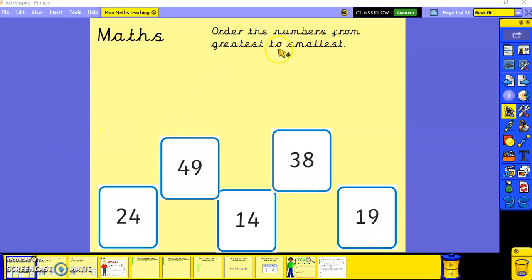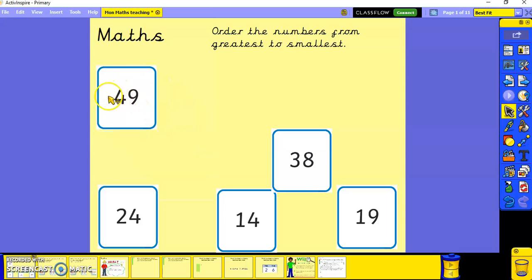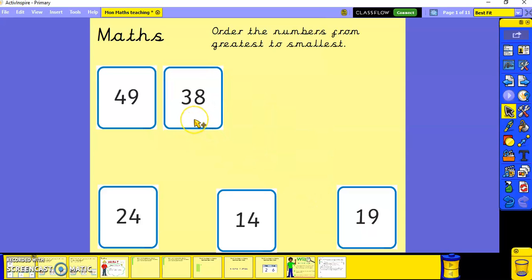Now, remember, we are ordering it from the greatest, which is the biggest number. Now, I know which number down here is the biggest because it has the most tens, and the number 49 has the most tens because it has 4 tens, and all of the others have 3 tens, 2 tens, or 1 ten in the number. So if we look at 49, if we look at the ones that are left, we've got 38, 14, 24, and 19. So 38 is the next greatest number because it's got 3 tens, so we've got 4 tens here and 3 tens here.